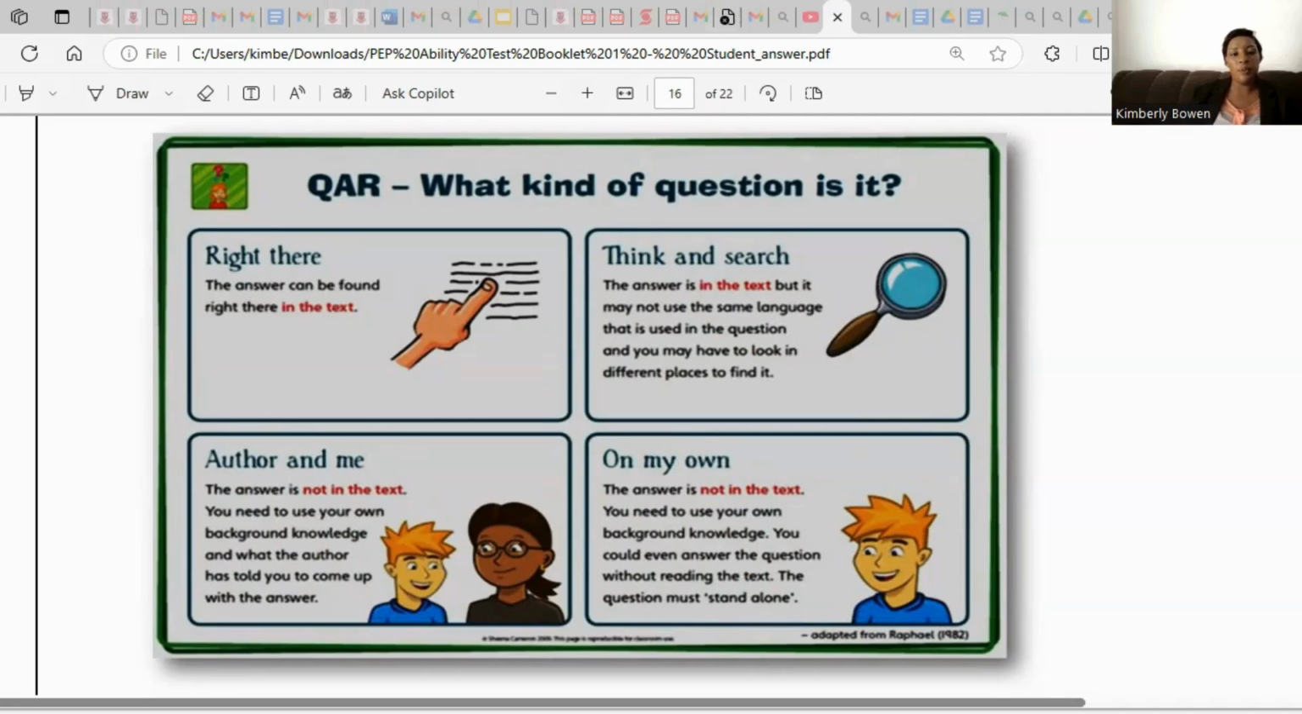For the author and me type questions, the answer is not in the text. You will need to use your own background knowledge and what the author has told you to come up with the answer. The on my own questions are not in the text. You will need to use your own background knowledge. You could even answer this question without reading the text. This question must stand alone.